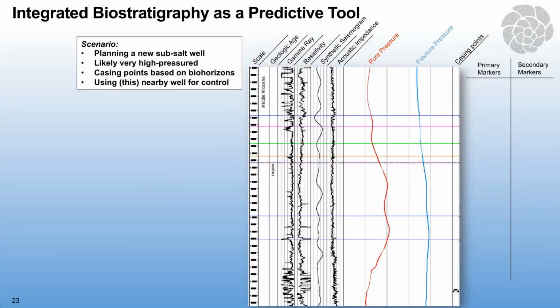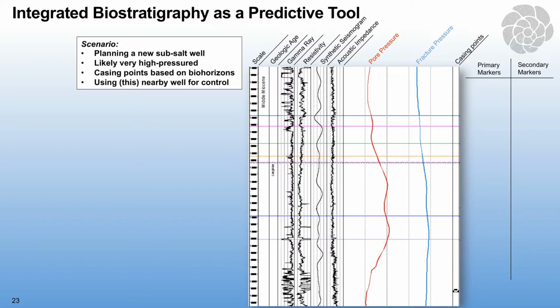Finally, I want to give you an example of how we tried to develop biostratigraphy to be a predictive tool. The scenario here is that we were planning to drill a new well, subsalt, right next door to this one that you see the data for. The new well was expected to be very high pressured because this one was. The casing points were going to be set based on biohorizons. So we wanted to see, by integrating data, how we could use this previous well we had drilled as a guide for the new well.